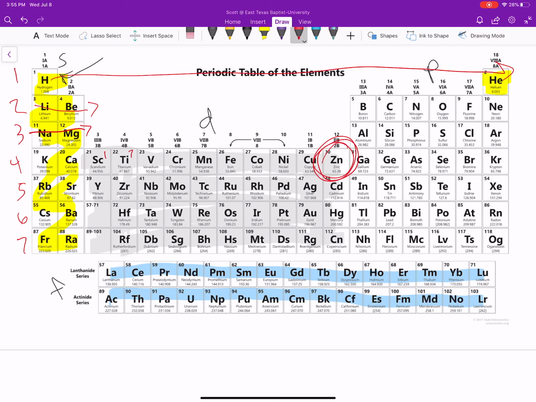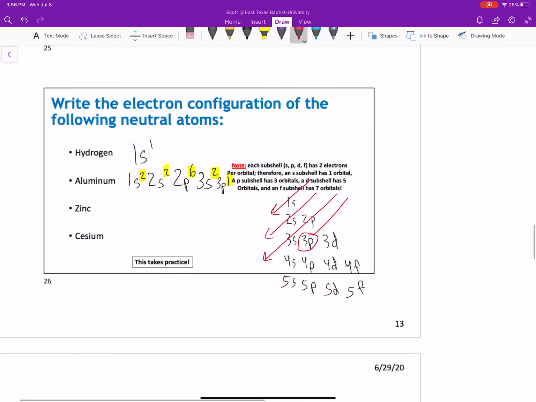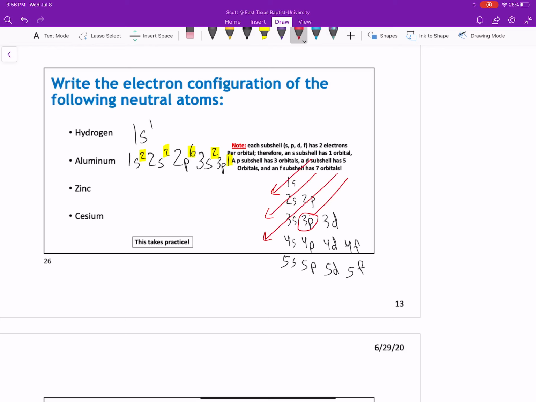And so 1, 2, 3, 4, 5, 6, 7, 8, 9, 10. So it's going to be a 3D10. Because we already know it's going to be a 3D10, let's use this little trick that I taught you to quickly get there. And then if you follow the trick, you see that the 3D winds up right here.